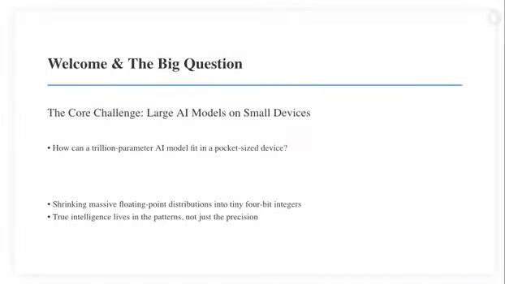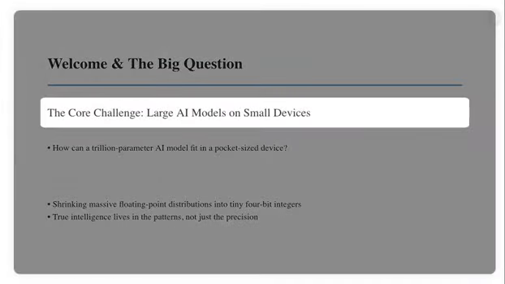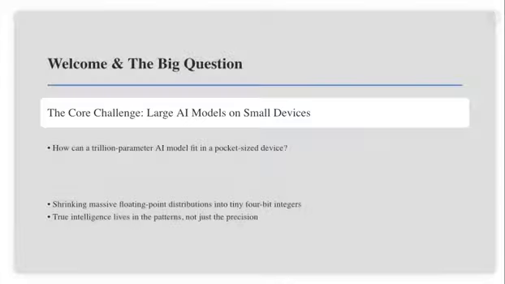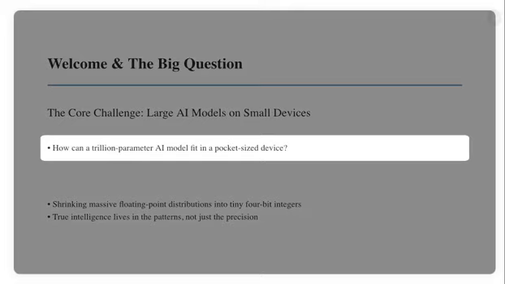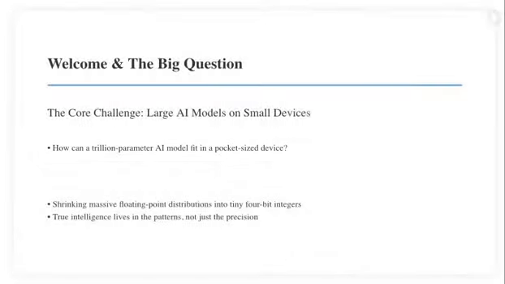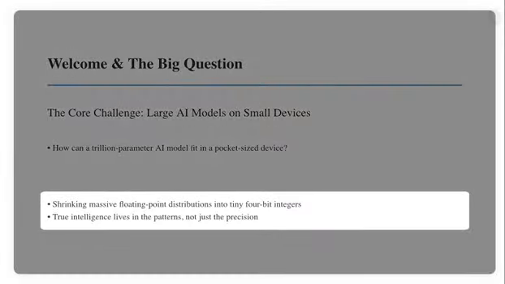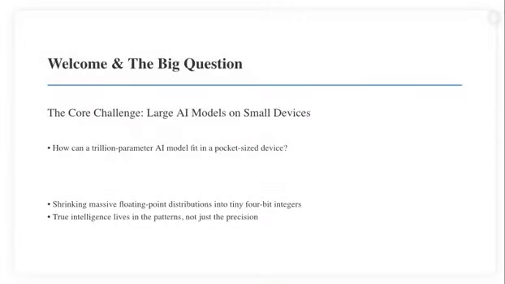Let's dive into a fascinating challenge. Here's our big question. How can a trillion parameter AI model fit in a pocket-sized device? We'll explore how massive floating point distributions can be compressed into tiny 4-bit integers. Remember, true intelligence lies in the patterns, not just the precision of the numbers. By the end of this video, you'll understand the math and hardware tricks that make this possible.